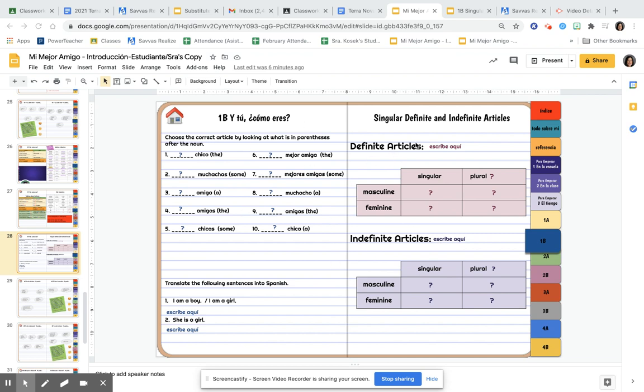Okay, today's topic is how to decipher what is a definite article and what is an indefinite article and singular plural.